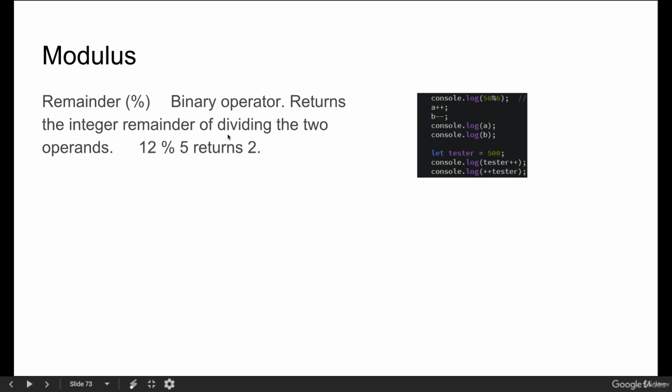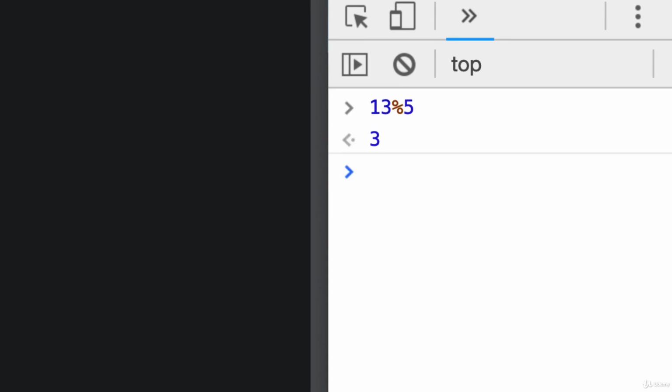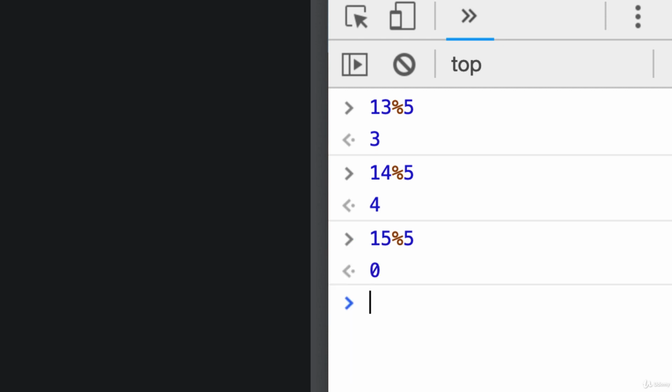There's the modulus, so we did look at this, and I know 12 modulus 5 returning 2 is a little bit confusing because it also means that 5 goes into 12 twice. So that number is a little bit confusing, but if we do 13 modulus 5, you're going to see that we're returning back a value of 3. So 14 modulus 5, what's the answer? Quick, 4. And 5 modulus 5, what's the answer going to be? This is maybe a little bit of a trick question, but that's 0.